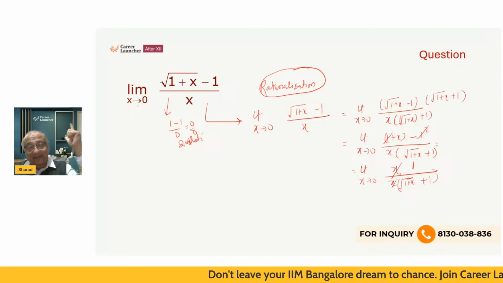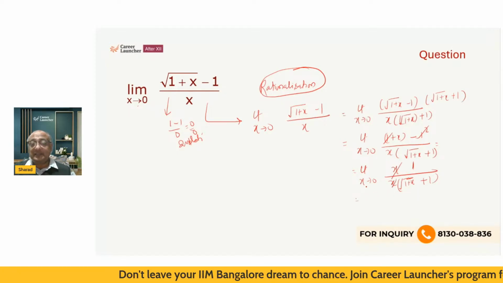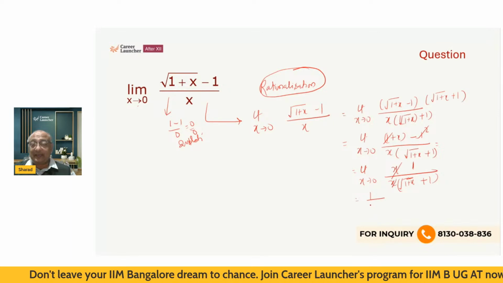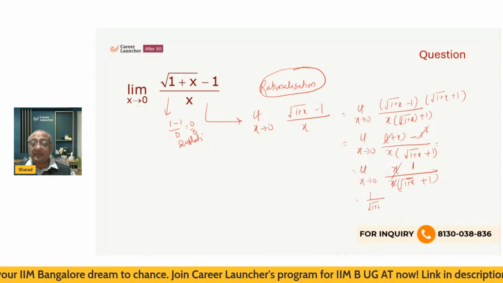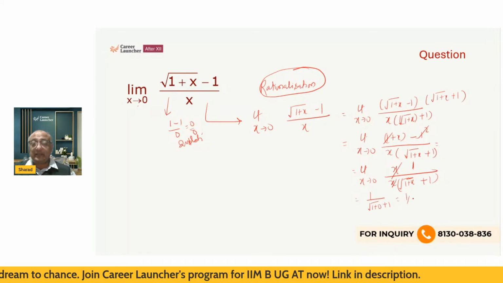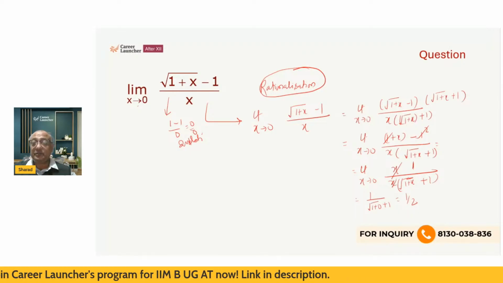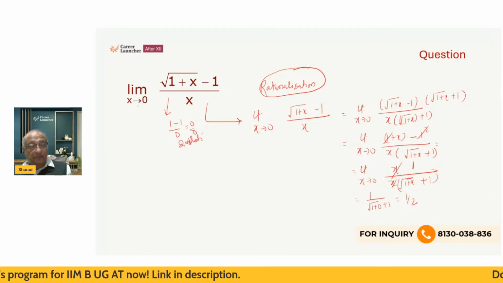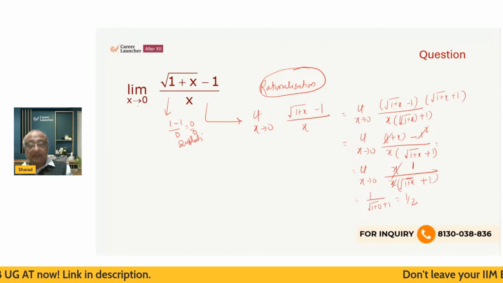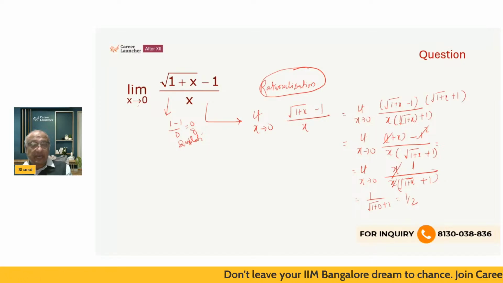The numerator's 0 has gone. So now I will just put the value of x. This is root 1 plus 0, plus 1. This is 1 by 2. That is my answer. Understood? So this is the method also to remember. Let me check whether it is clear to all of you. Done. Let us do the next part.